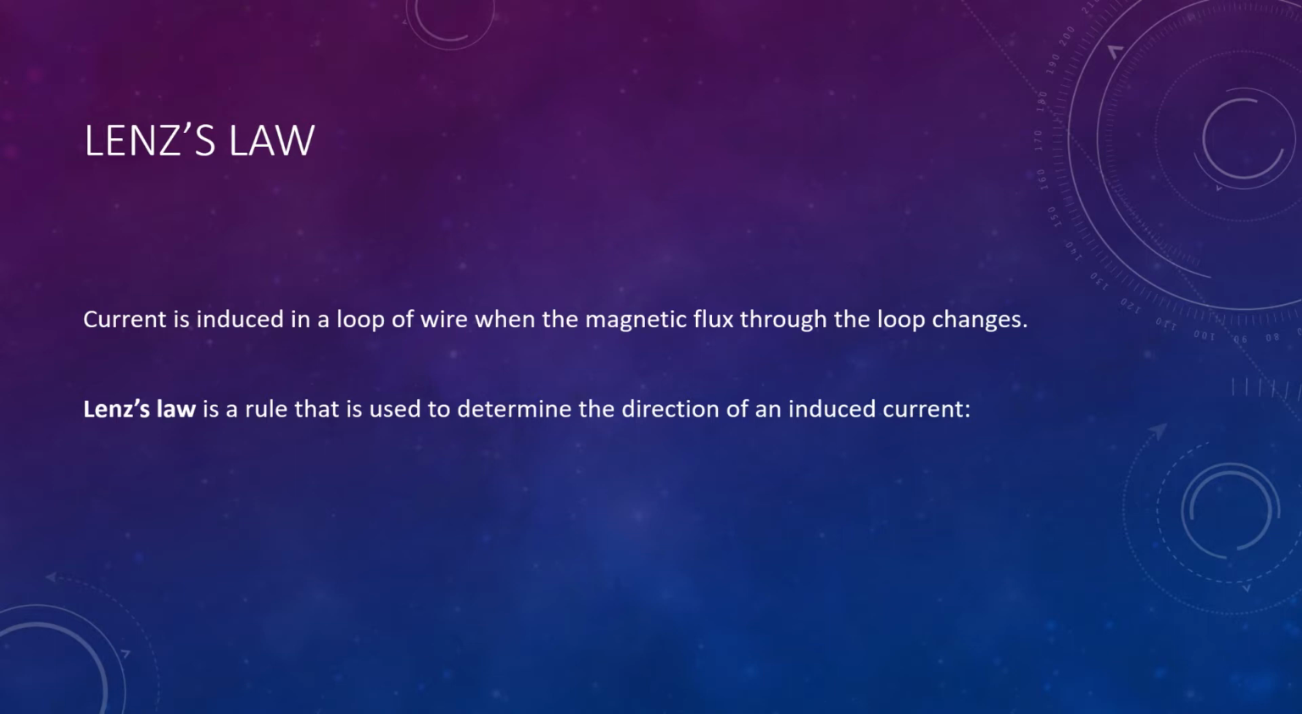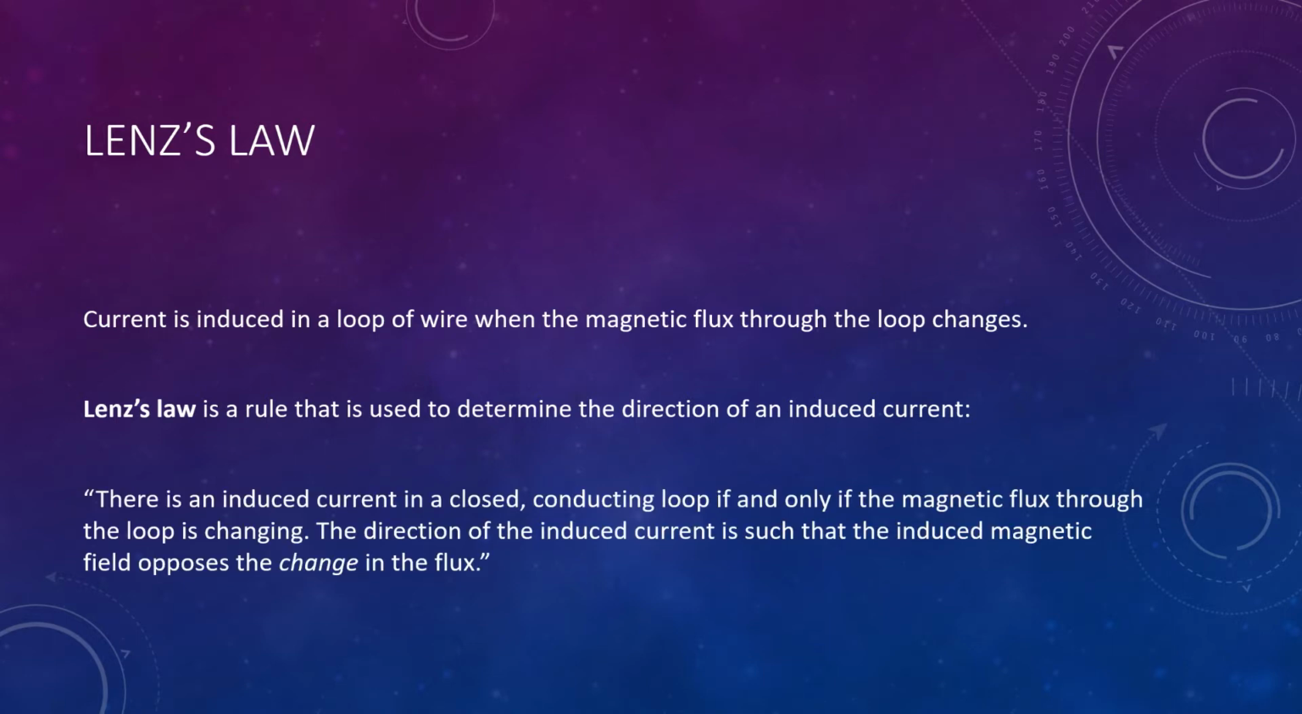Lenz's law states the following. There is an induced current in a closed conducting loop if and only if the magnetic flux through the loop is changing. That's what we've already stated. The direction of the induced current is such that the induced magnetic field opposes the change in the flux.